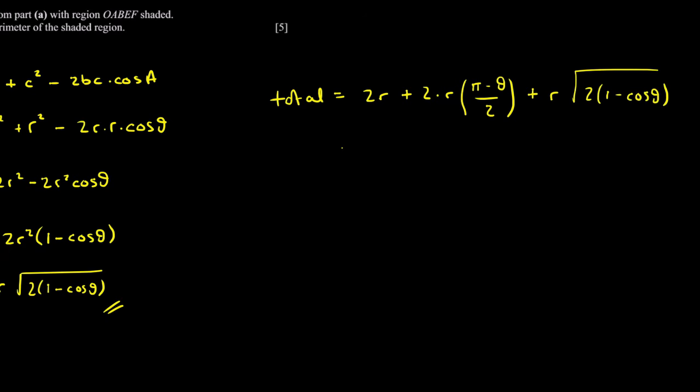So let's just simplify all of this, right? So that's 2r. We can cancel off the r's here. So gone, gone. So we end up with r bracket pi minus theta plus r square root of 2 bracket 1 minus cos theta.